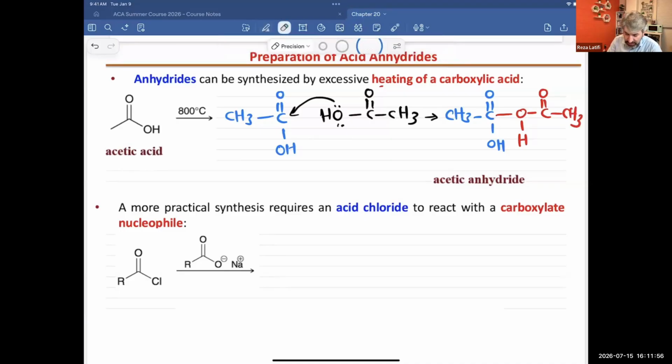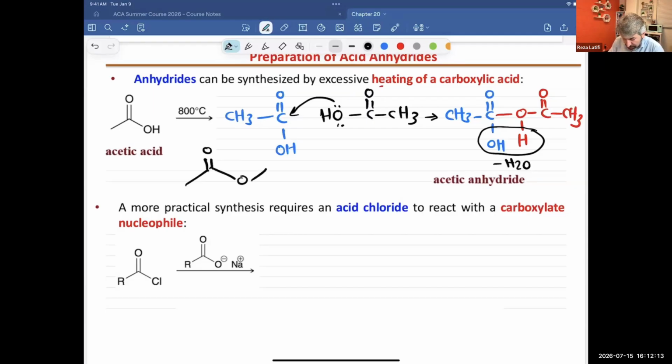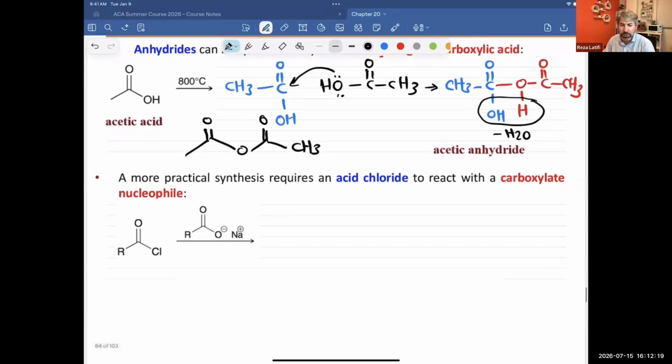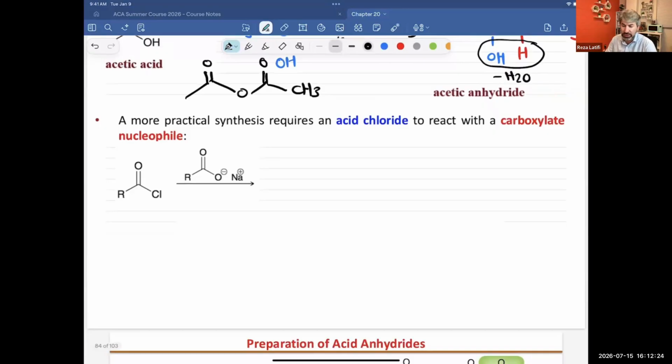Now, I can say this intermediate can go through dehydration, and assume those two will be paired and leave the system as H2O. If that happens, this is going to be our final product. As you see, we need to apply high temperature to get such a product. But one easy method to get anhydride is to take an acyl chloride, which is more reactive, and react it with a carboxylate group.